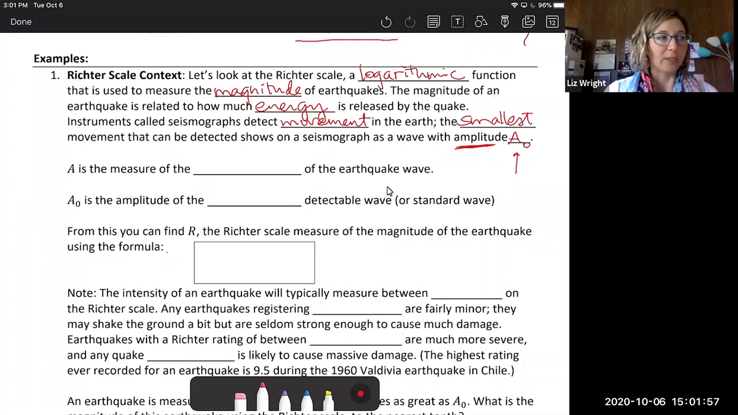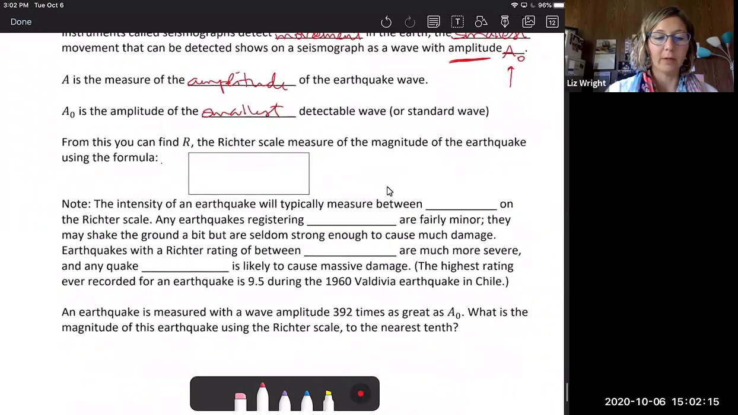All right. So A is the measure of the amplitude of the earthquake wave. A sub 0 is the amplitude of the smallest detectable wave.